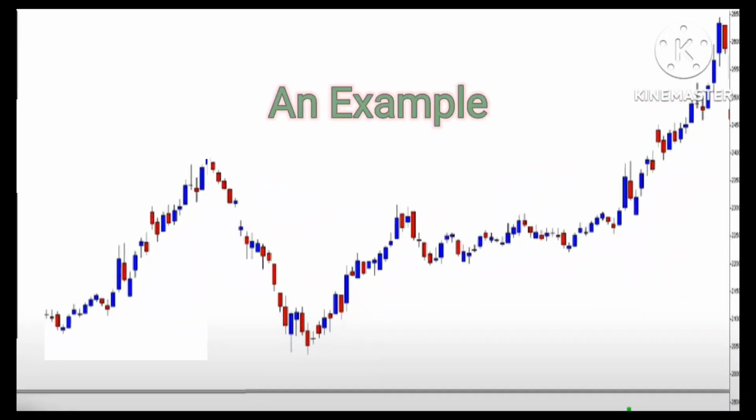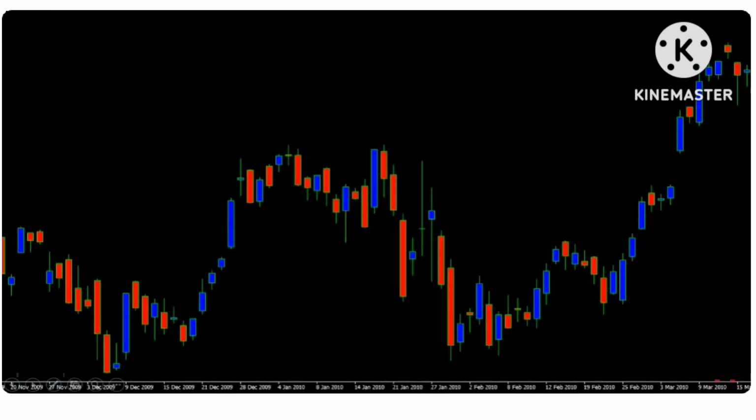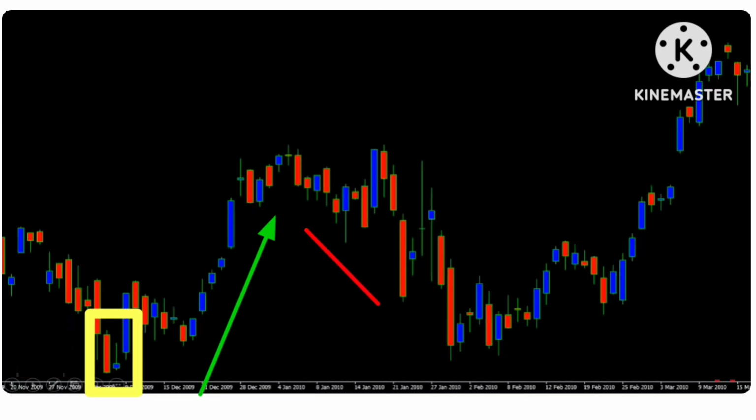Let's see an example. In this chart on 12 December 2009 a bullish Harami cross pattern is formed, and it took the price in the upward direction and it came down to the same level, and again on 27 January 2000 at the same support level this pattern is formed again and took the price up.